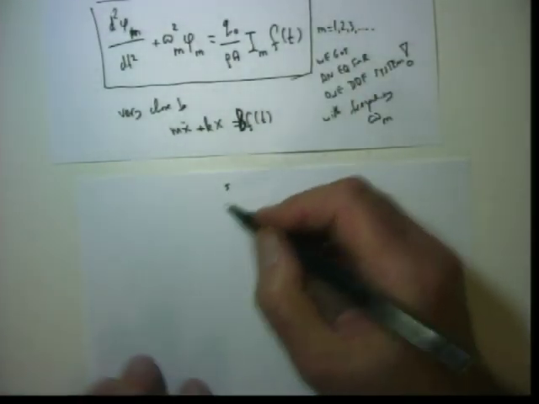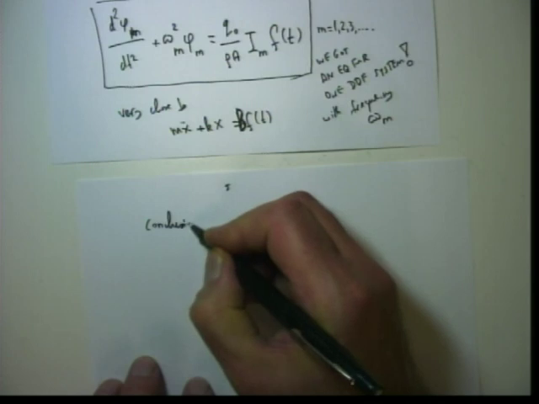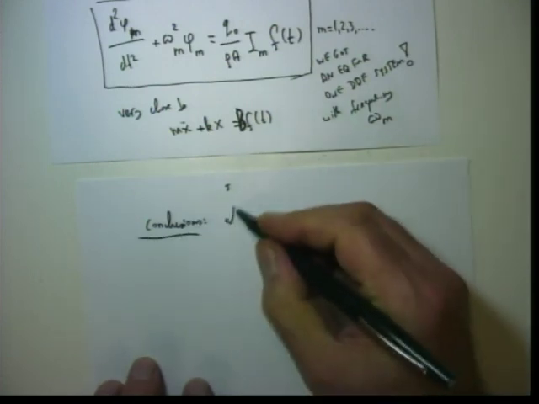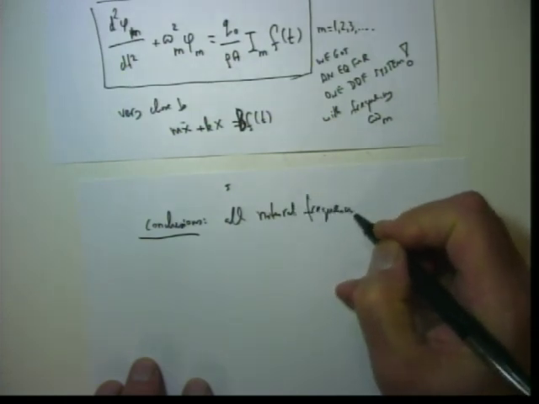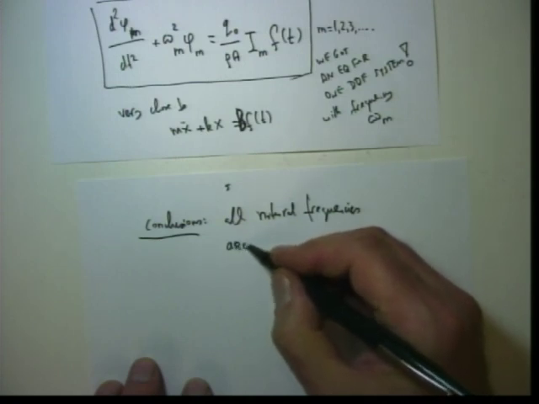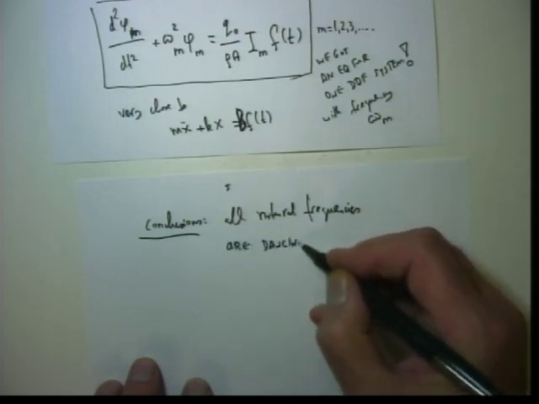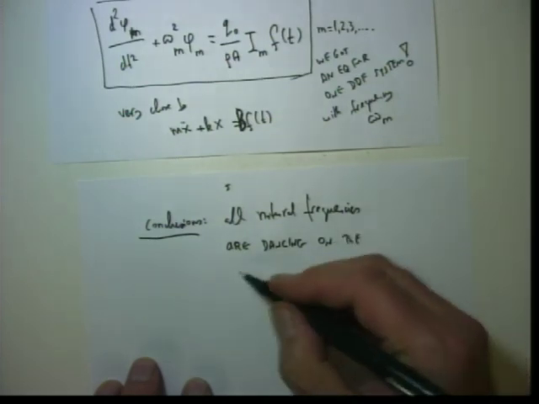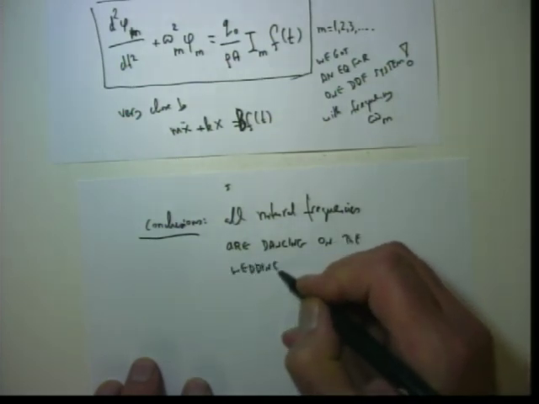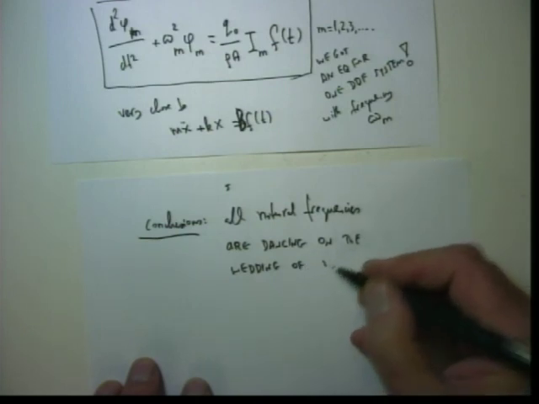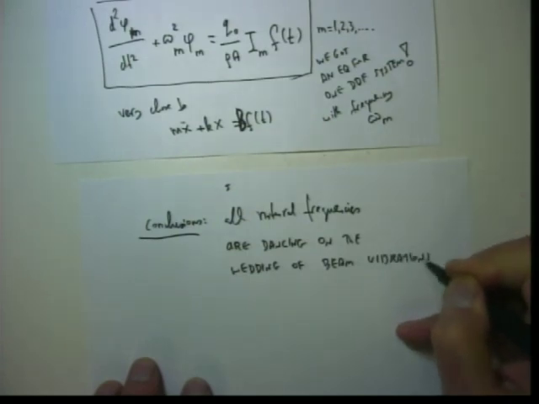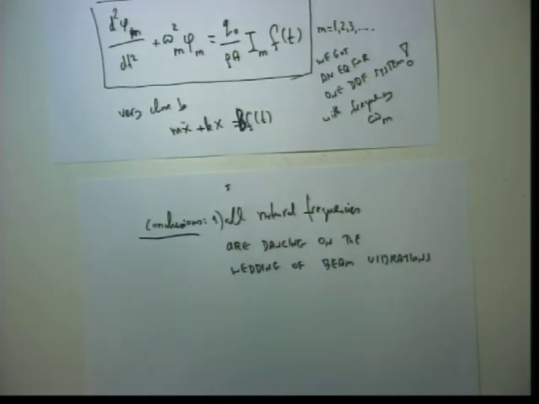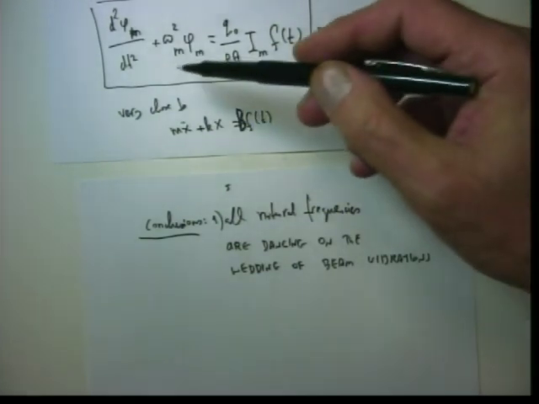5. Conclusions. All natural frequencies are dancing on the wedding of beam vibrations. This is one thing. See, all natural frequencies are there, omega 1, omega 2, omega 3, etc., because I have many equations like this.